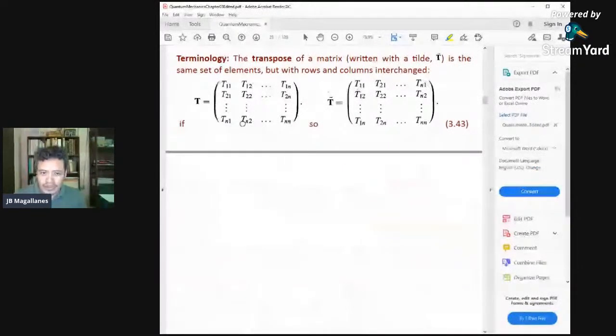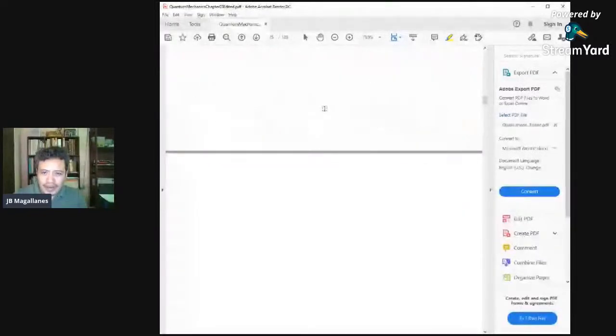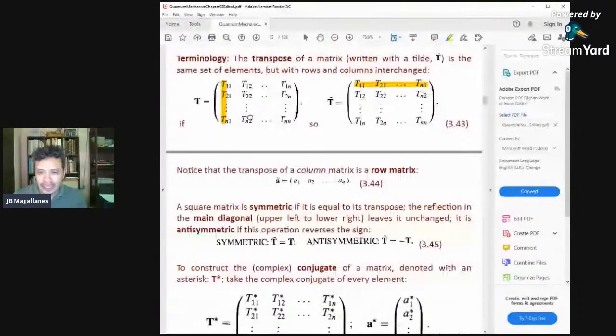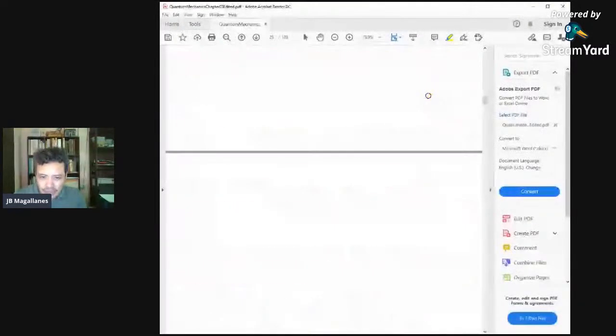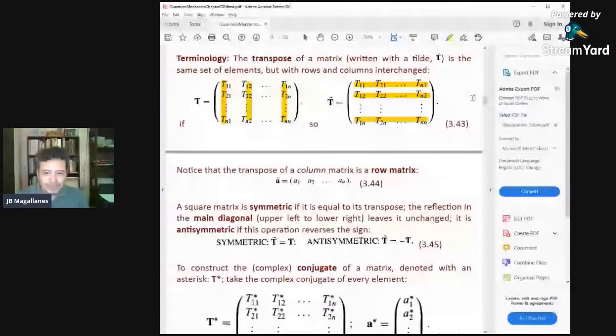That will be the row of the transpose. So this one becomes the first row of the transpose, and then this one will become the second row, and this one will become the last row of the transpose. So that's how you get the transpose of the matrix. In a problem that we will encounter later, you can do calculations on how to get the transpose of the matrix.